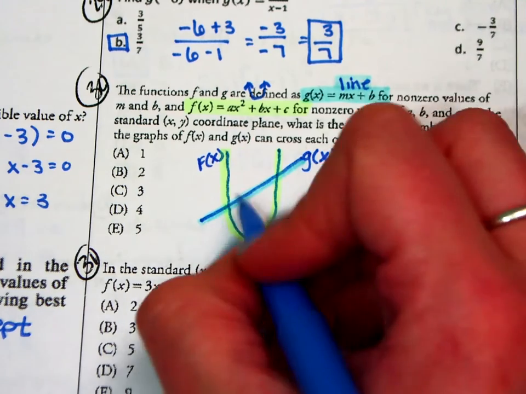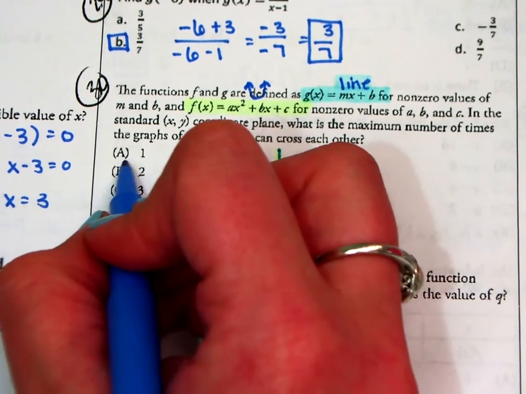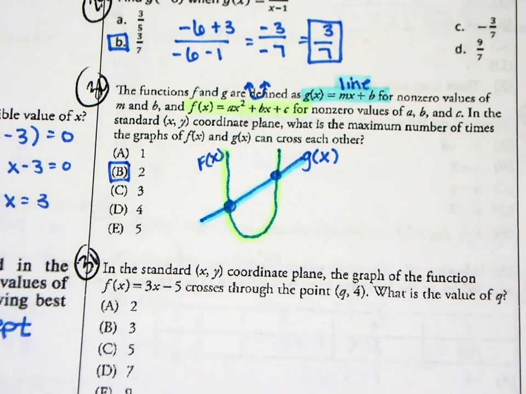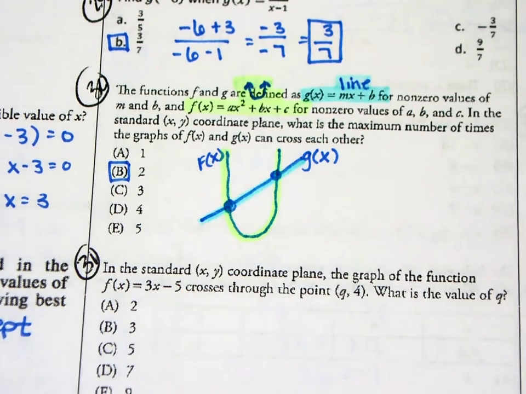We want to know how many times they cross. Well, maximum, they can cross 2 times. So it's just a line mixed with a parabola. How many times do lines and parabolas cross? They can cross a maximum of 2 times. Again, sketching the picture makes it a whole lot easier.